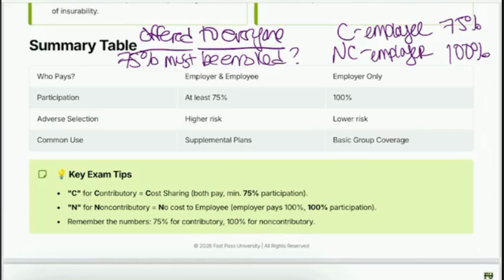Just so that you are comfortable with this table, or however you want to write it, here are some key exam tips: C for contributory equals cost sharing, N for non-contributory for no cost to employee, whatever it takes for you to memorize this. You could see a couple questions on this section.